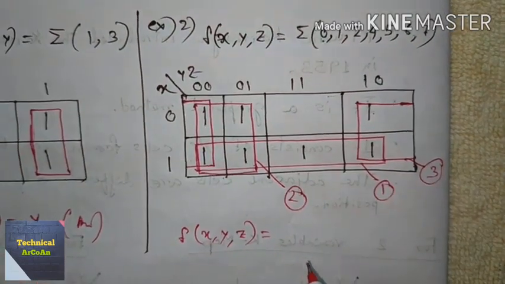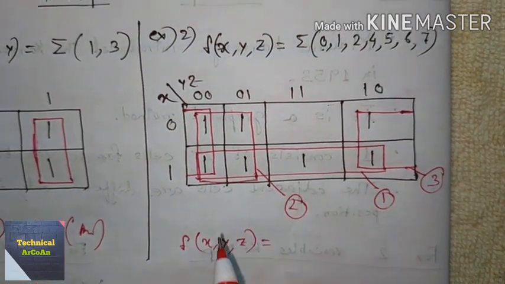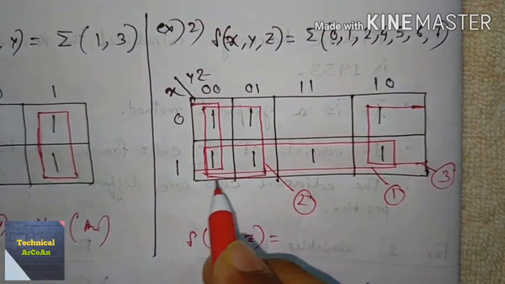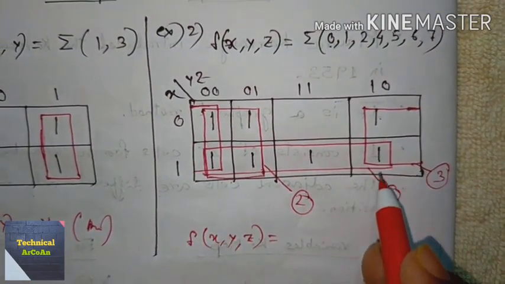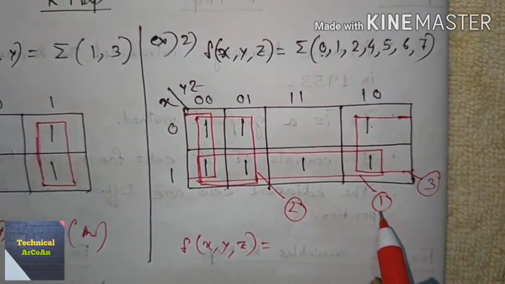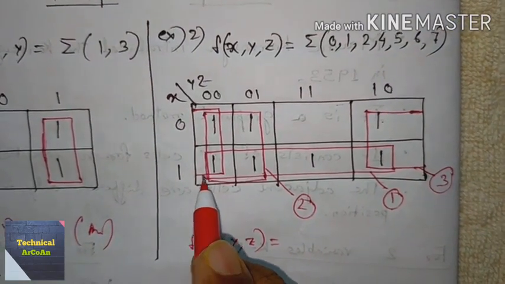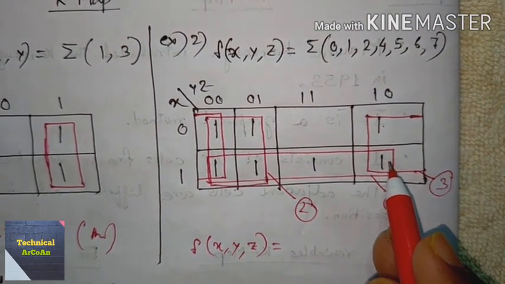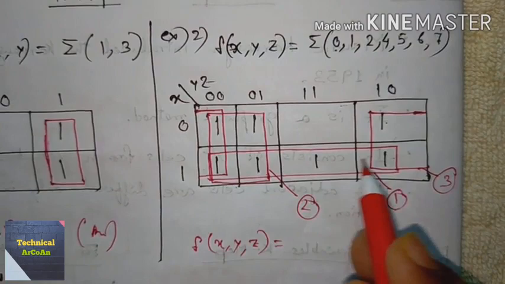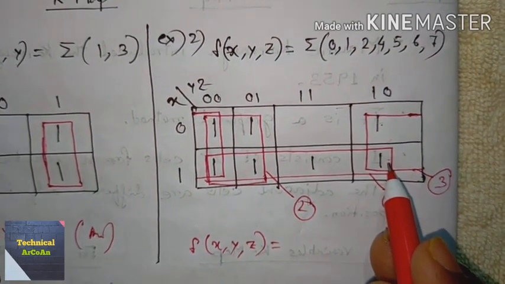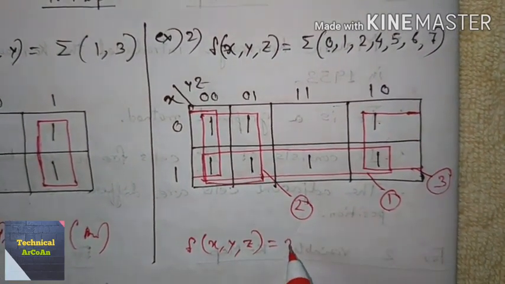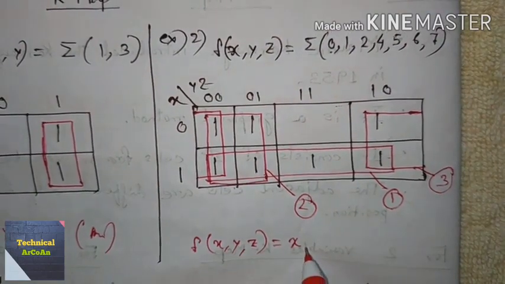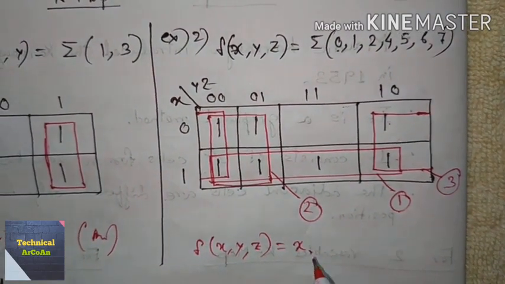Now we write a result using this simplification procedure using the Carnot map. So first we go for the first group. This is the first group. So what is the result? Now the x is throughout the box, or throughout the group, constant, not changed. So we take the x, and it is a 1, that's why it's normal. Dot, y dot is a min term, that's why it's a dot.